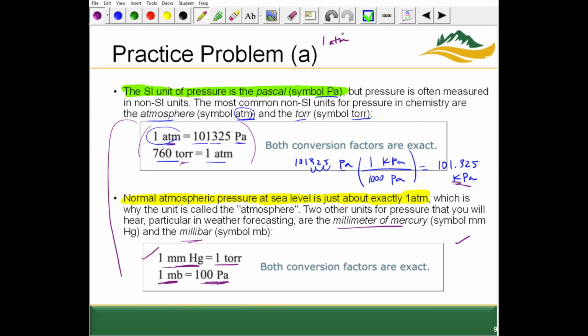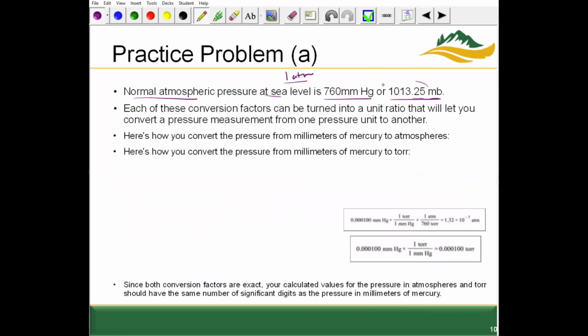So starting out, 1 atmosphere is the same as 101,325 pascals. Then for pascal to millibar, for every 100 pascals, that's 1 millibar. So doing this conversion factor, that's how we get the fact that 1 atmosphere is really equivalent to 1013.25 millibar. So you should feel comfortable doing these various pressure conversion problems.